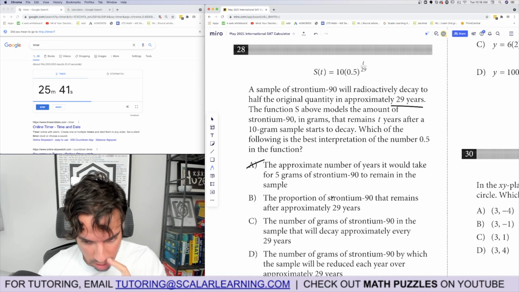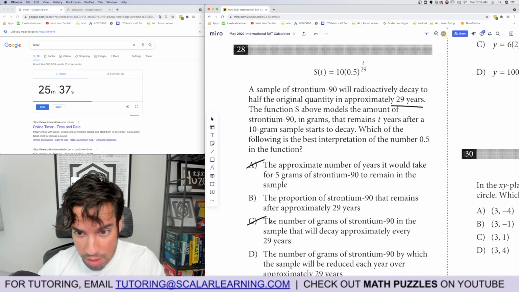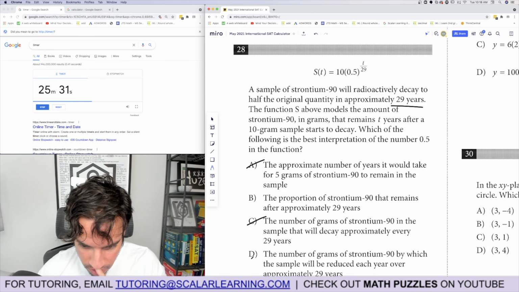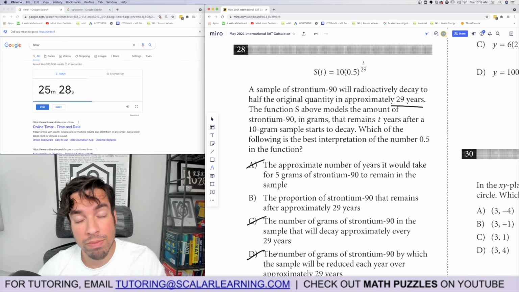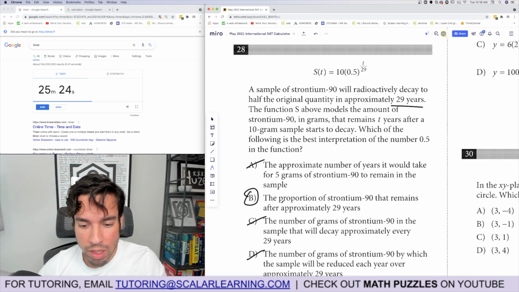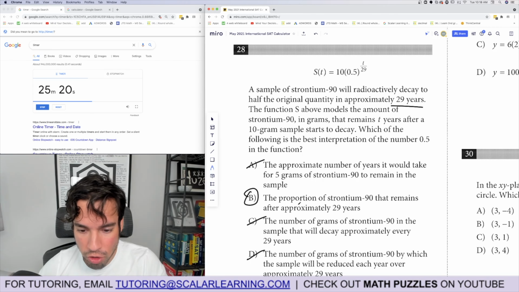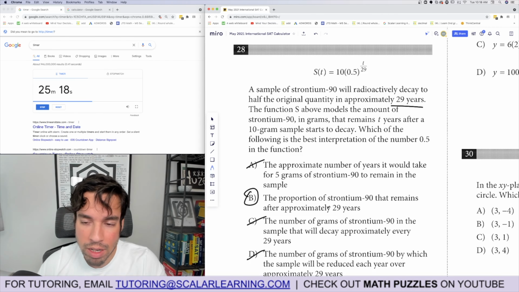Let's see C and D. The number of grams. No, that's wrong because it depends on the sample. The number of grams of strontium by which the sample will be reduced. No, because it's not reduced by 0.5 grams. So B is going to have to be the answer, but I just don't like that word, but I guess it's fine. It's just not the word choice that I would use. The proportion of strontium that remains after 29 years. So yeah, half.